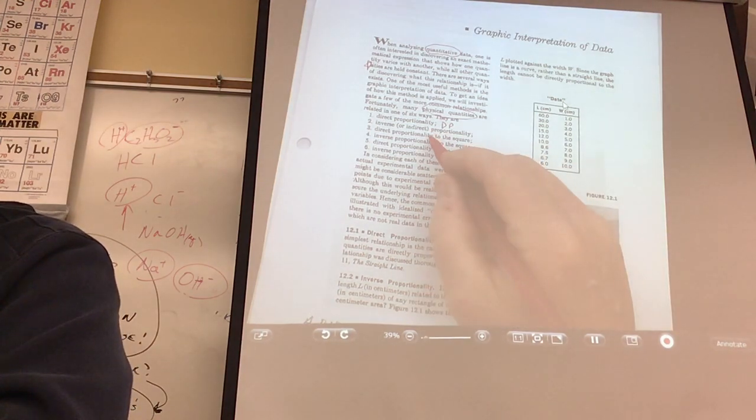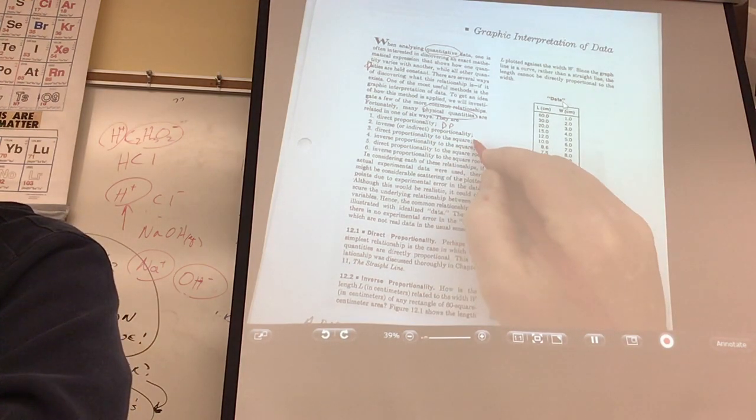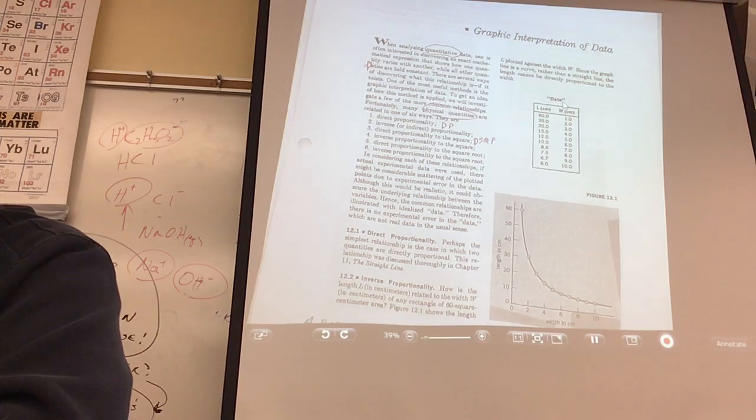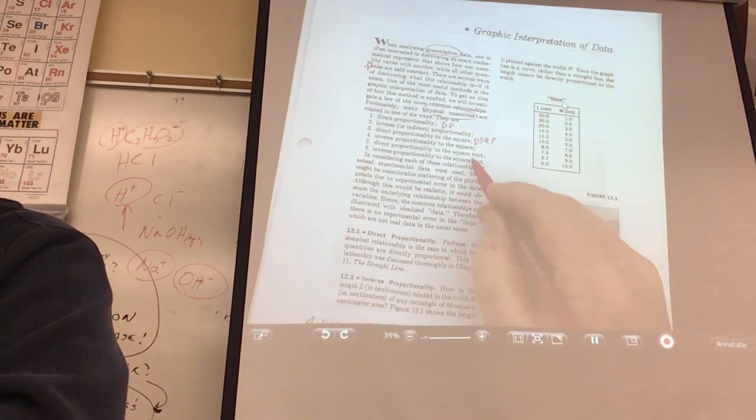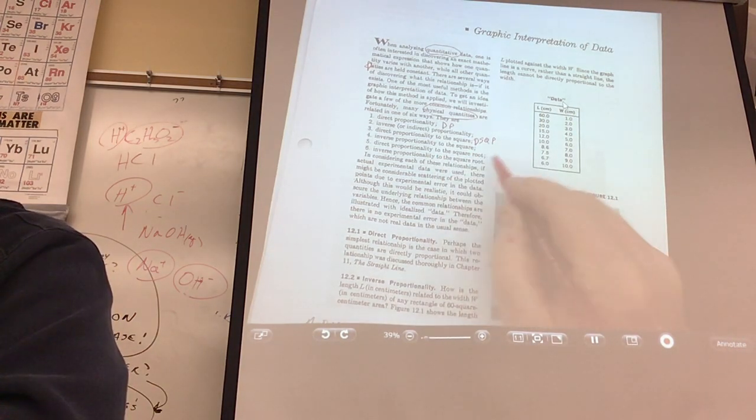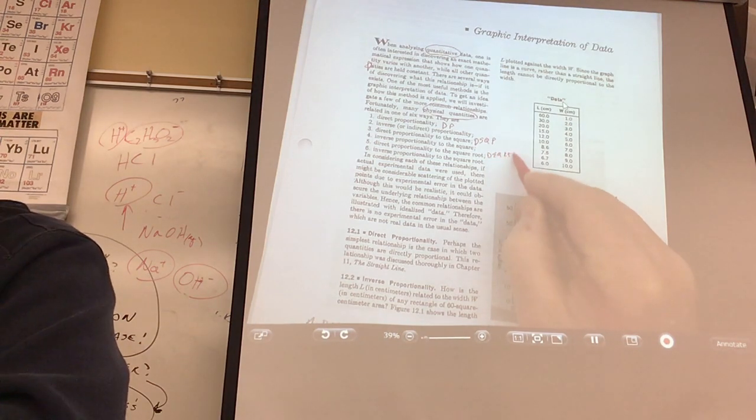Let's skip down to another one. This is a direct proportionality to the square, also known as a direct square proportionality. Okay, let's skip down 2 more. Direct proportionality to the square root, that's a direct square root proportionality.